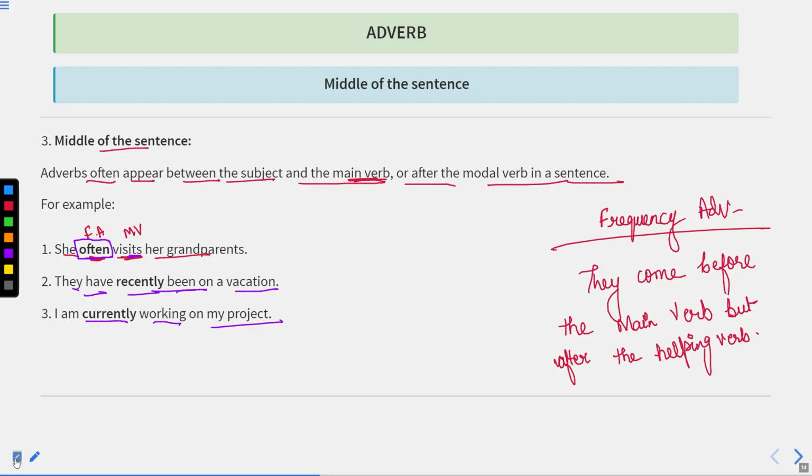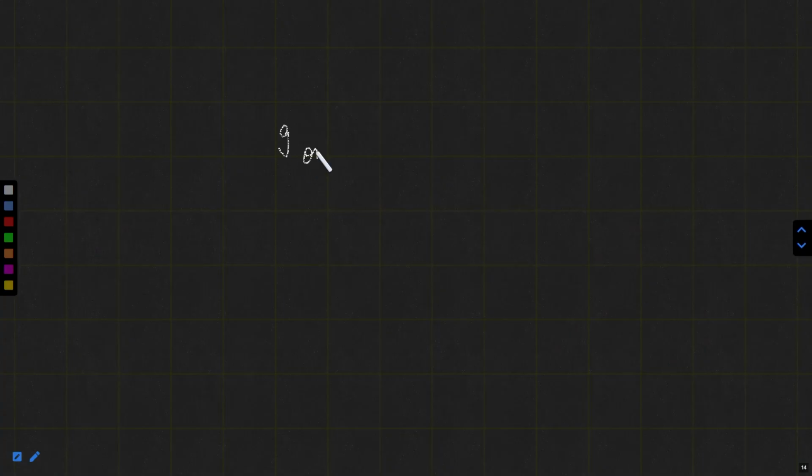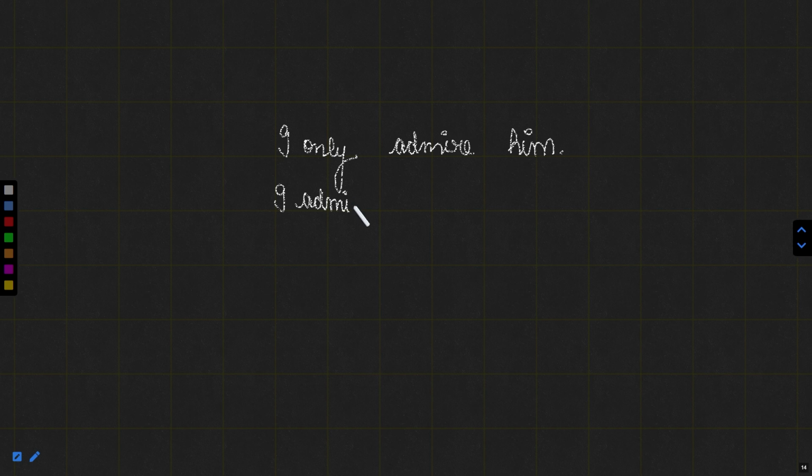How? I only admire him. This is the sentence. And I admire him only. Suppose these are the two sentences where you can see the position of the word only has been changed, but all the other words are the same. Now, what is the difference between these two sentences? Just analyze by reading them.